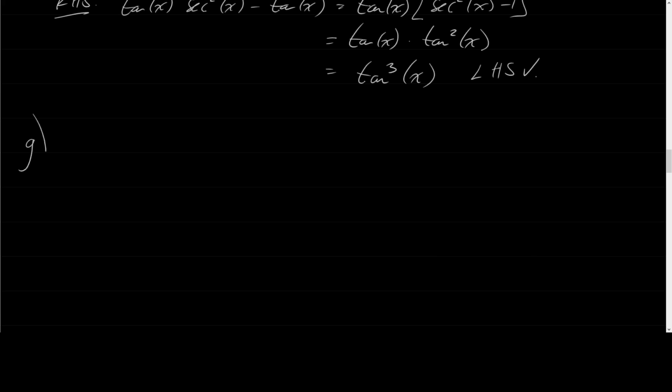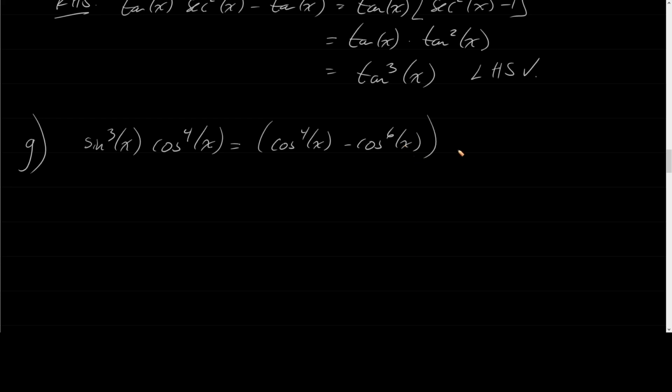G. Let's say that I had something like sine cubed times cosine to the 4th is equal to cosine to the 4th minus cosine to the 6th, all of that times sine. All right. So here we go. Again, this might look a lot more complicated than it really is.